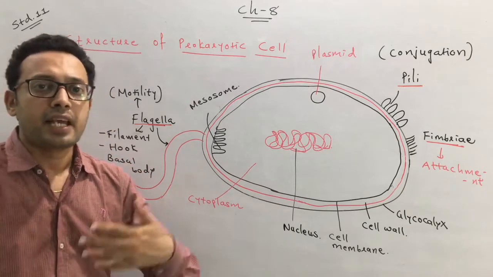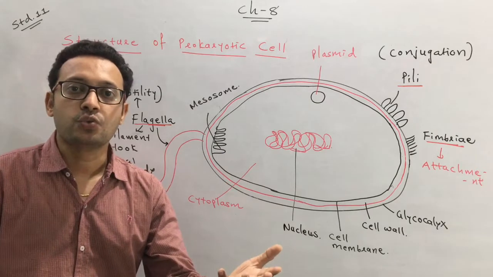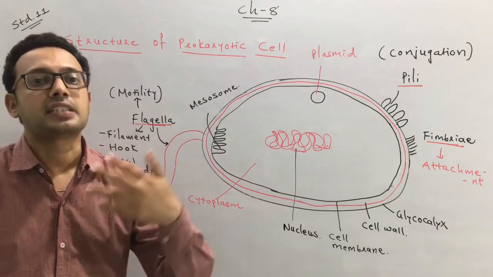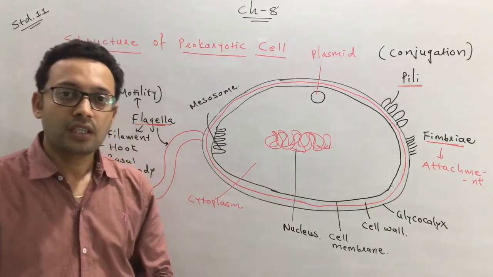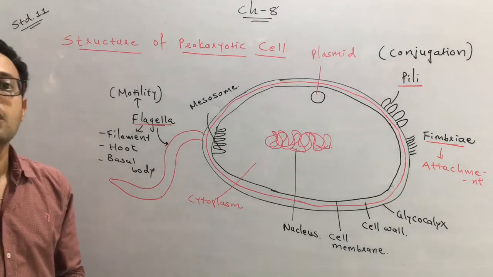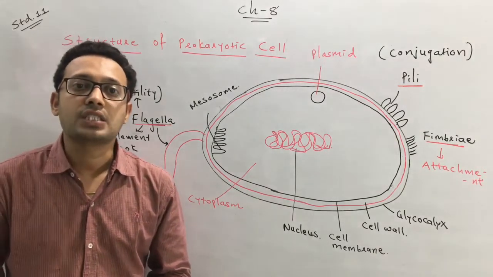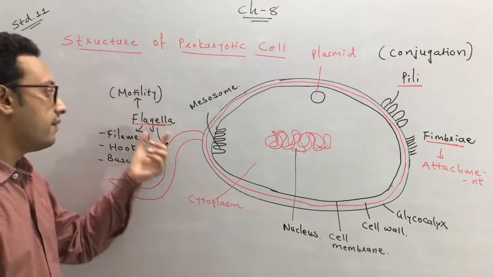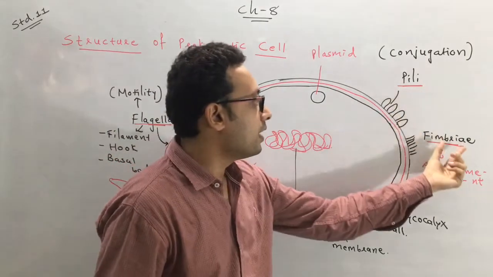Some bacteria possess two, some possess only one, and some possess three. It depends on the type of bacteria. There are three processes or extensions that arise from the surface of bacteria: flagella, pili, and fimbriae.